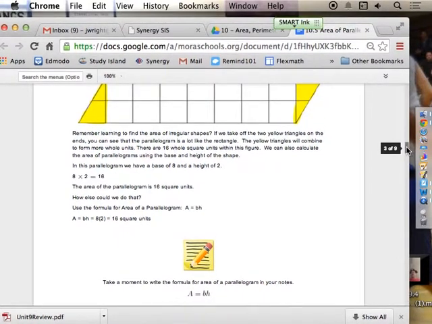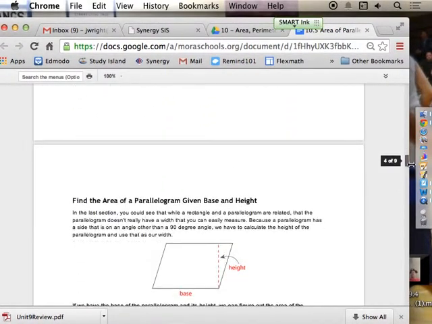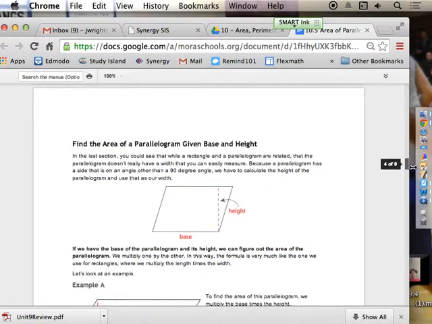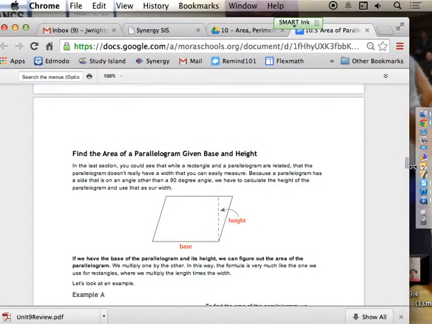So, let's see if we can do a couple of these here. You have base and height. Remember what I said about the height being 90 degrees off of the base. You could count it off the top too, same thing.